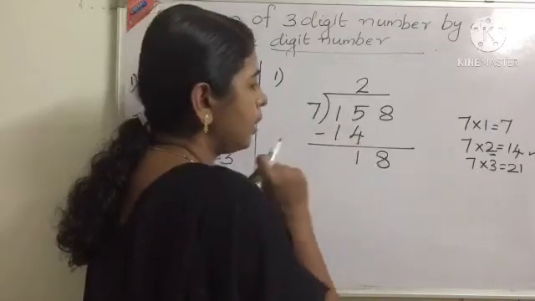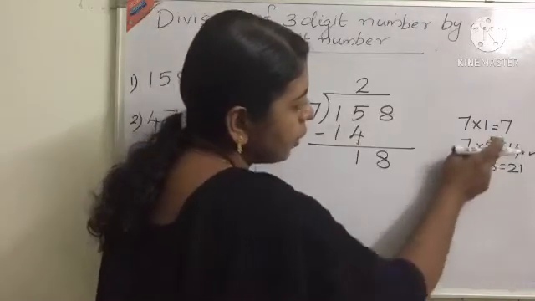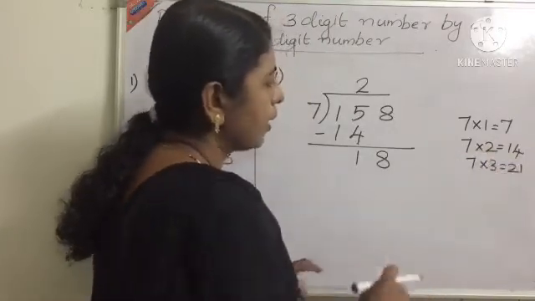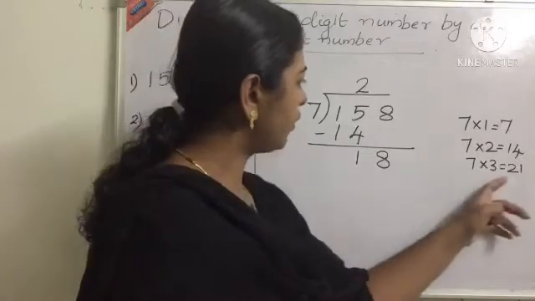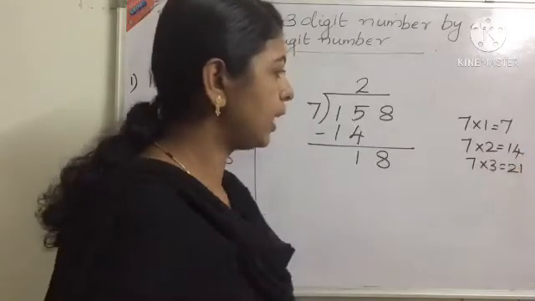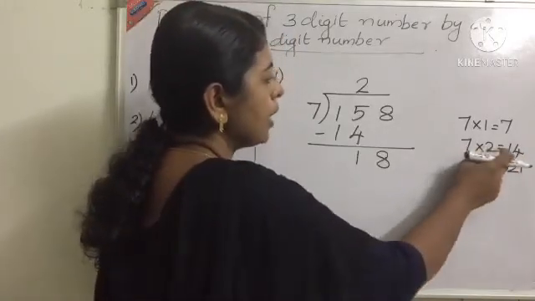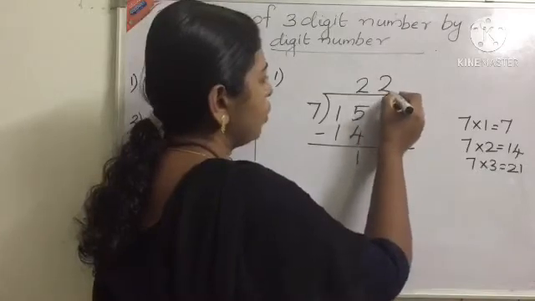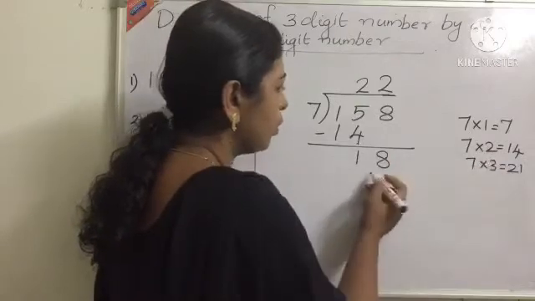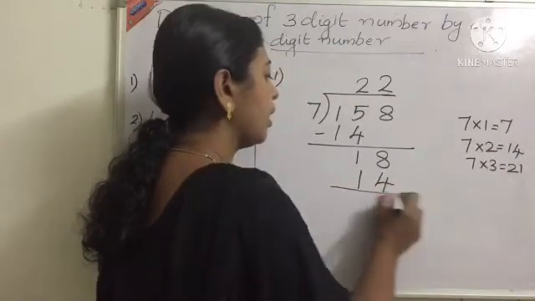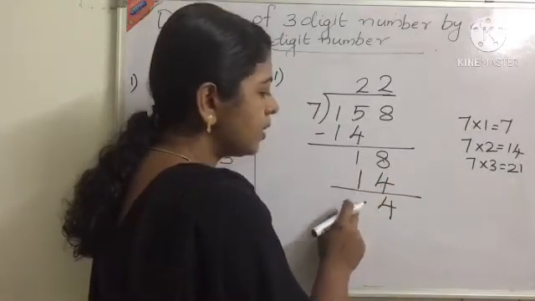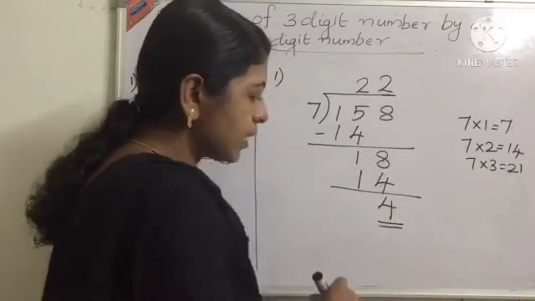7 into which number gives 18? In the table of 7, 18 is not there. 14 is there. After that, 21 is there. 21 is more than 18. Then which value will we take? We will take 14. Then 7 into 2 is 14. So again here 2. Up of this 8 we want to write 2. Then 7 into 2 is 14. Then 8 minus 4, it's 4. 1 minus 1, 0. We don't write it because it's on the left side of the number.